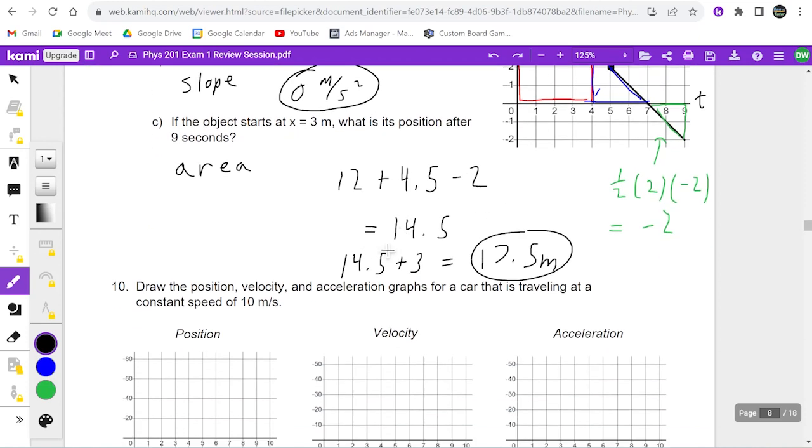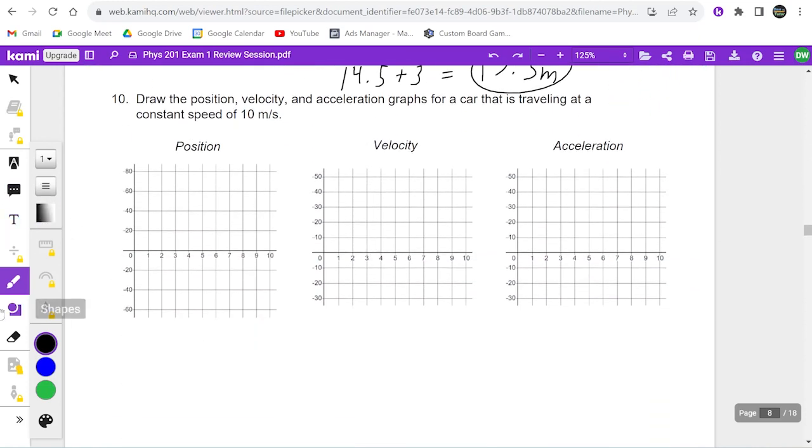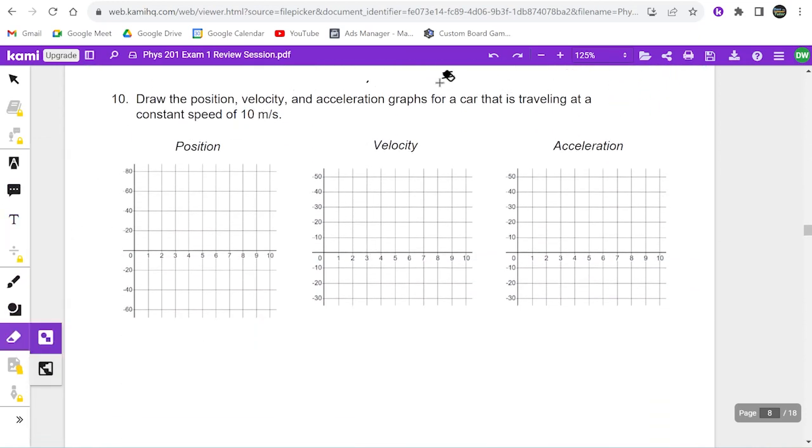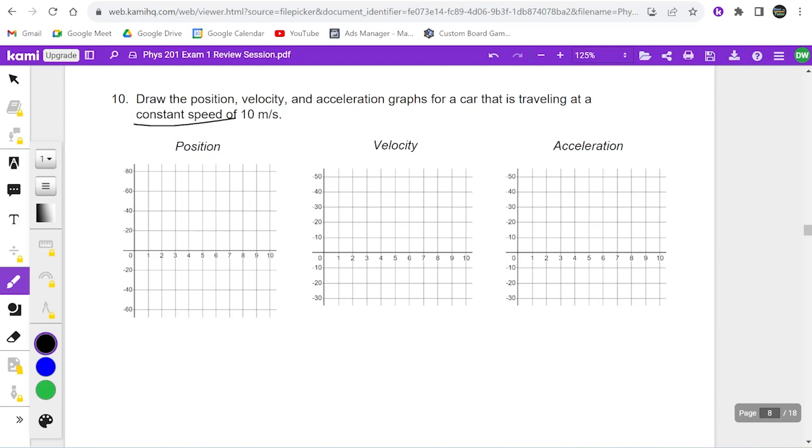Okay. So next, number 10. It's a good one. Who am I kidding? They're all good ones. You guys are lucky. So, draw the position, velocity, and acceleration graphs for a car that is traveling at a constant speed of 10 meters per second. So, if you want to do this, my advice to you is start with velocity. Why? Because they told us the speed.